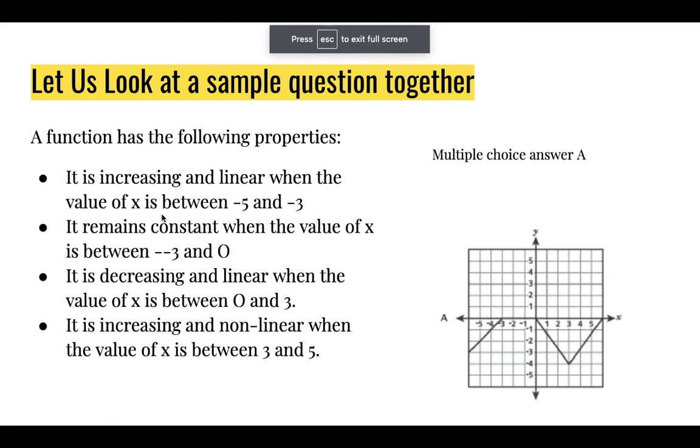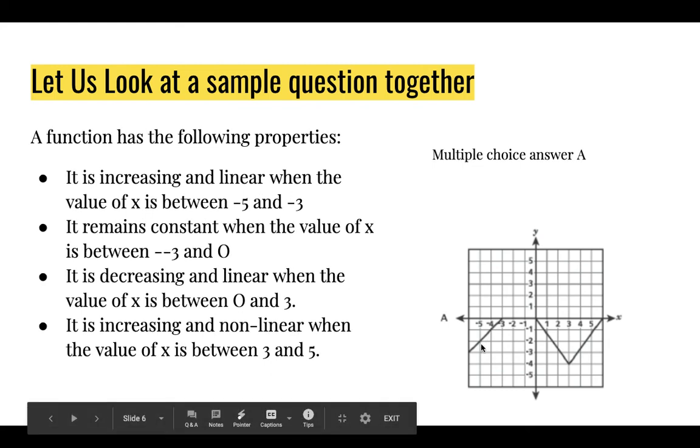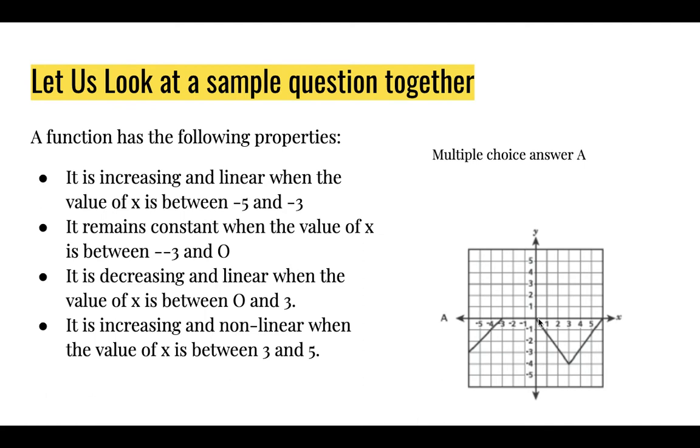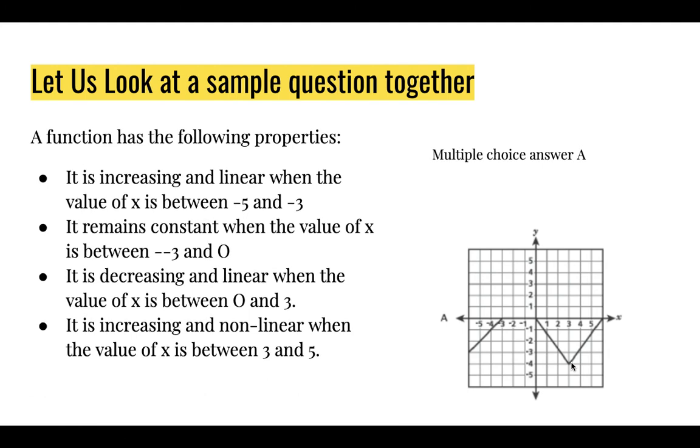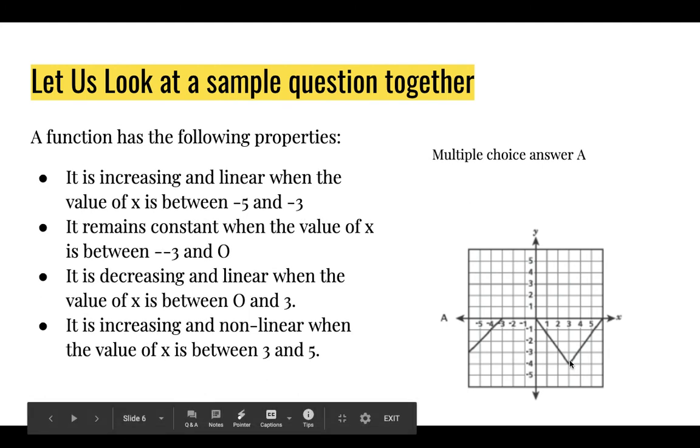Okay, let's look at a sample question together. A function has the following properties. It is increasing and linear when the value of x is in between -5 and -3. So it is increasing and linear. It remains constant between -3 and 0. It decreases and is linear between 0 and 3. And it's increasing and nonlinear between 3 and 5.